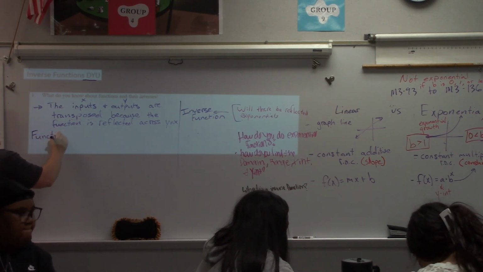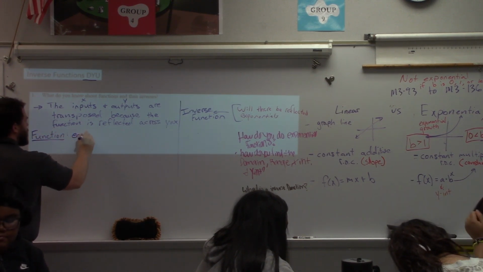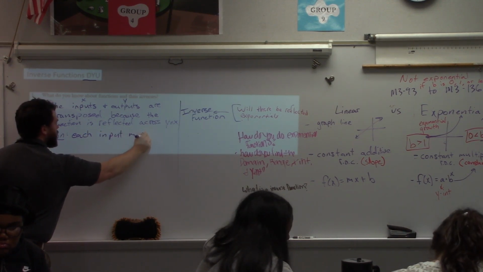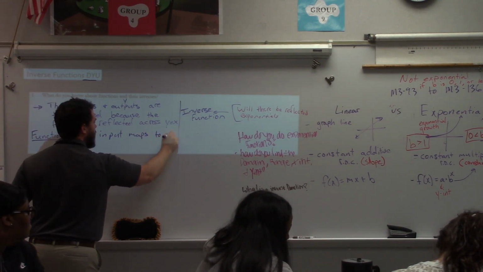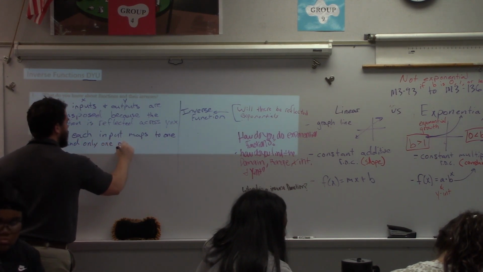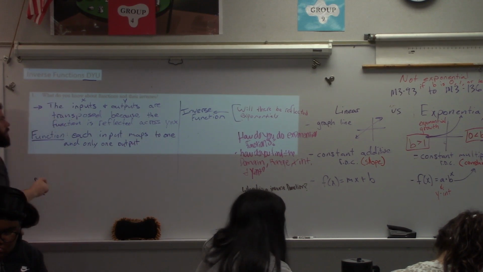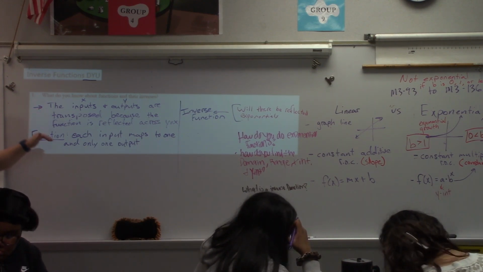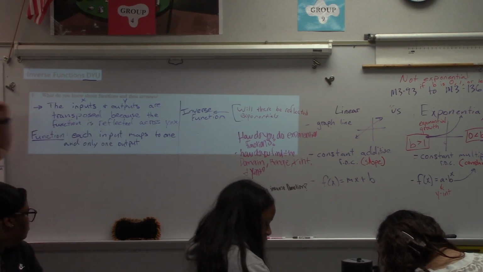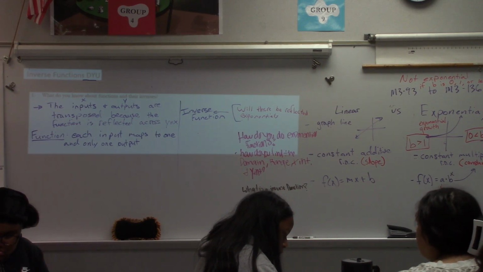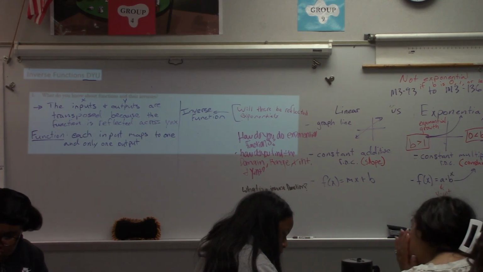For a function, each input maps to one and only one output. So that's why, based on this definition, those inputs and outputs are going to switch, or they're going to transpose, which is a mathematical term there. So what also has to be true for the inverse to be a function?